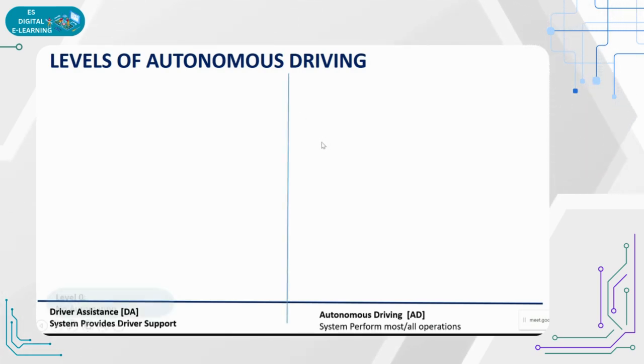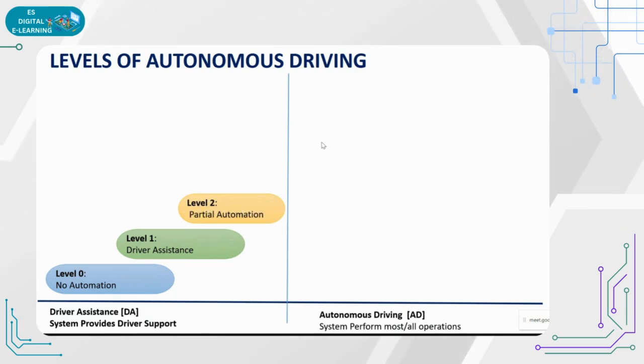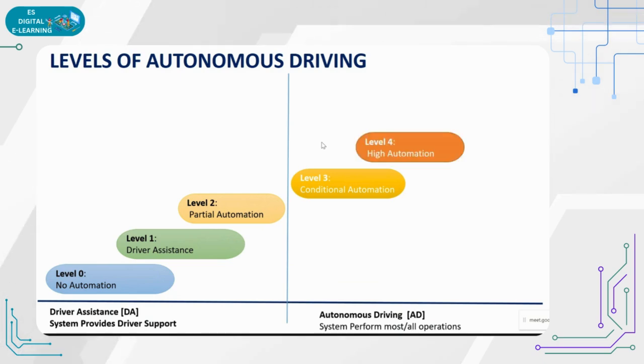So we divide it into L0. L0 is no automation. L1 is driver assistance. L2 is partial automation. L3 is conditional automation. L4 is high automation. And L5 is full automation. You can write down all these levels.